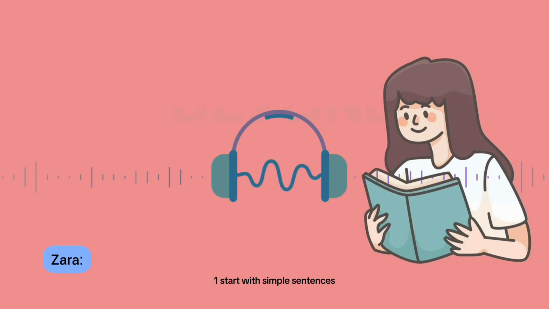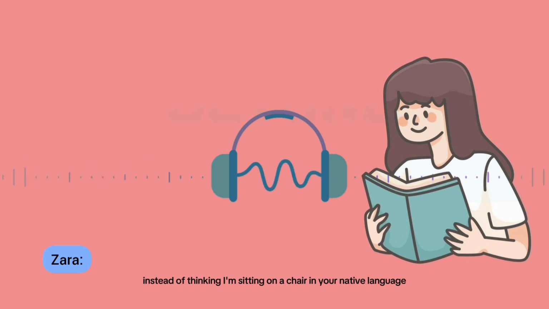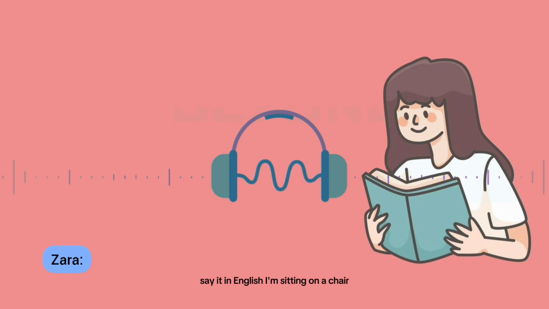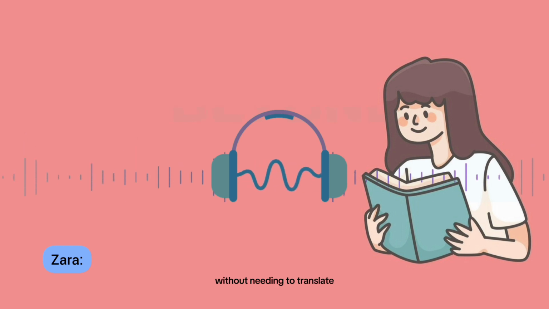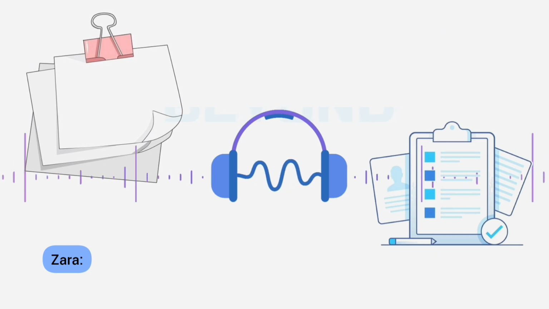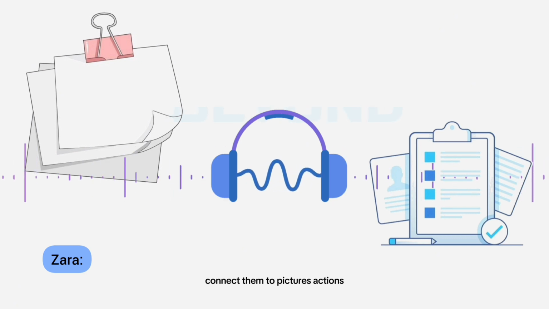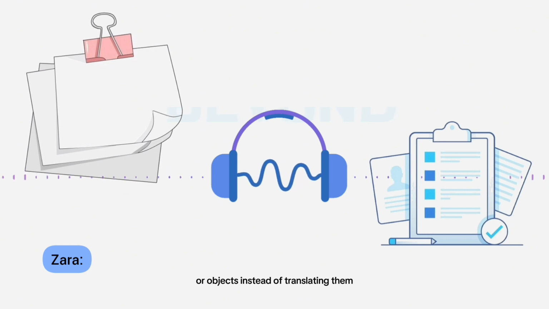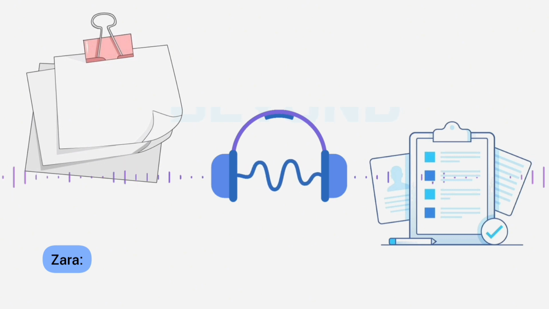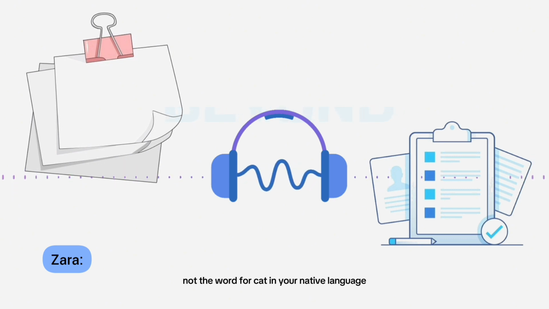1. Start with simple sentences. Try describing things around you in English. For example, instead of thinking, "I'm sitting on a chair" in your native language, say it in English. "I'm sitting on a chair." This gets your brain used to thinking in English without needing to translate. 2. Use visual cues. If you're learning new words, connect them to pictures, actions, or objects instead of translating them. For example, when you see a cat, think cat, not the word for cat in your native language.